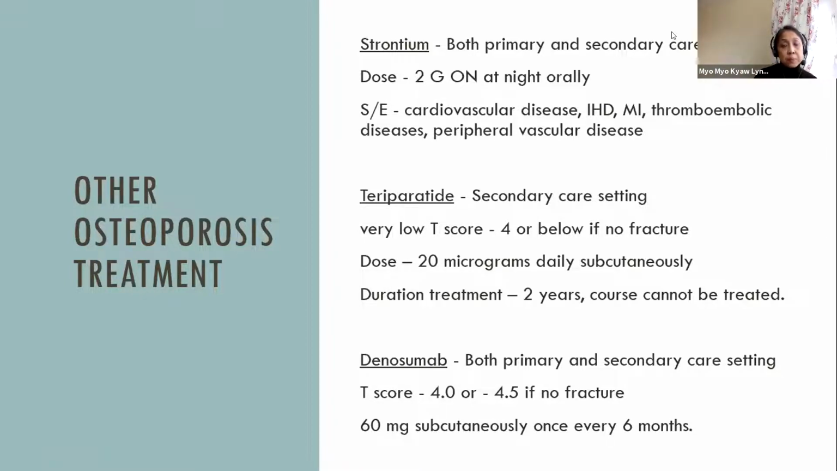But you have to be careful and assess properly whether they have any peripheral vascular disease, ischemic heart disease, or thrombotic event, so we have to ask properly. Teriparatide, purely secondary care setting. Denosumab, you can start from your primary care setting, or you can give the first dose and refer patients back to you or to the secondary care setting.